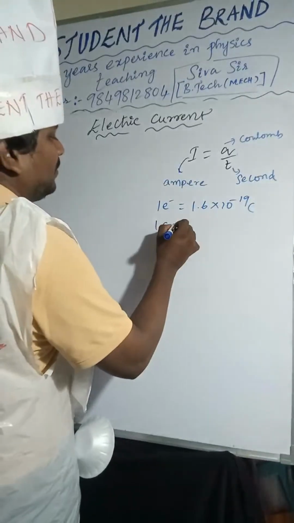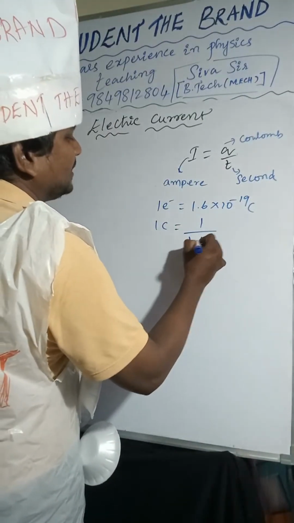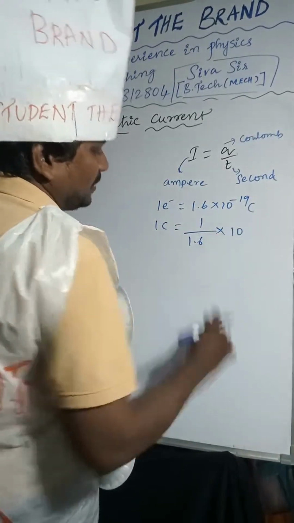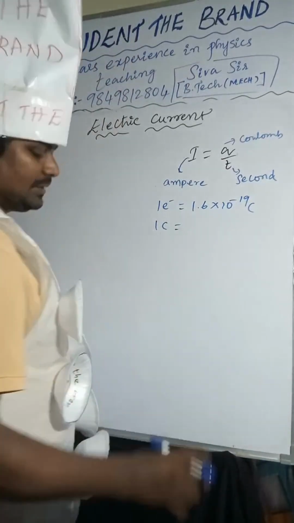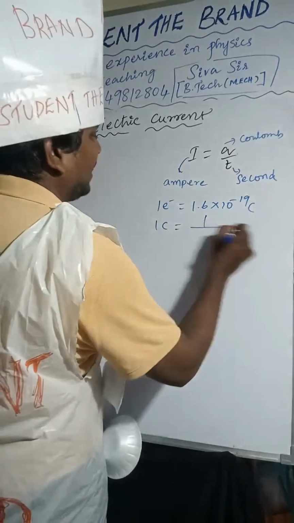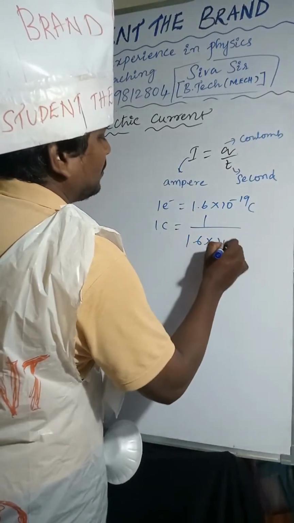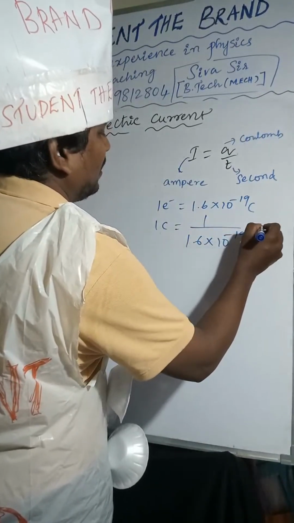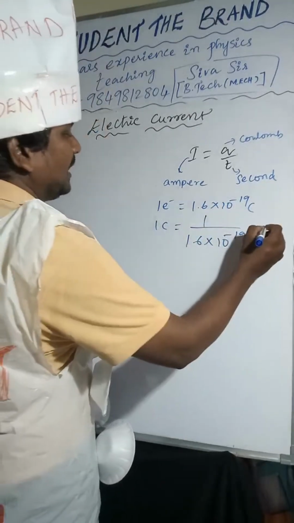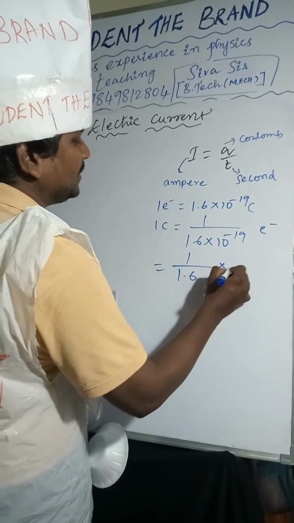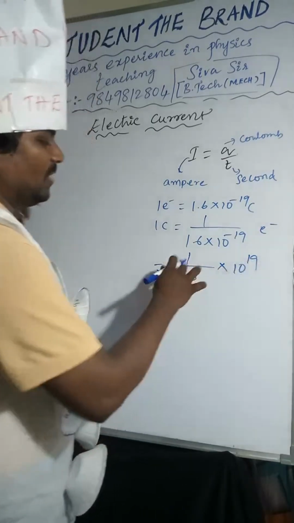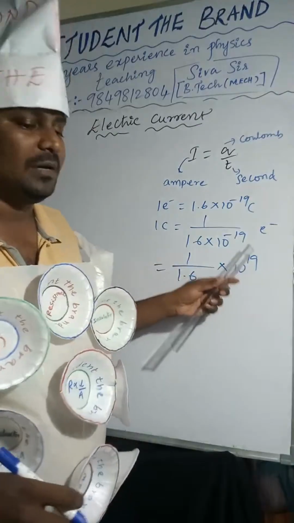So for 1 coulomb, I'm taking 1 by 1.6 into 10 power minus 19. This is the electron. Now you can see that I'm taking 1 by 1.6 into 10 power 19.